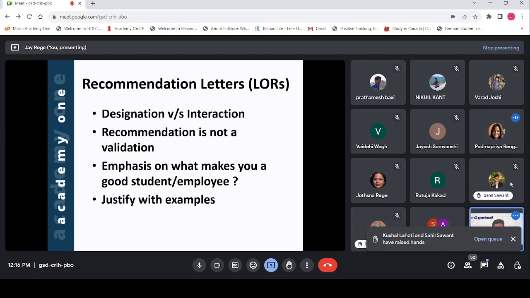Yeah, Kushal. Yes, my question is regarding LORs itself. What if a professor who taught me during my college time is retired now? Is that LOR valid for me?